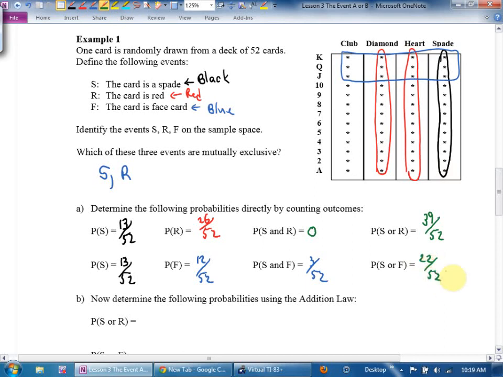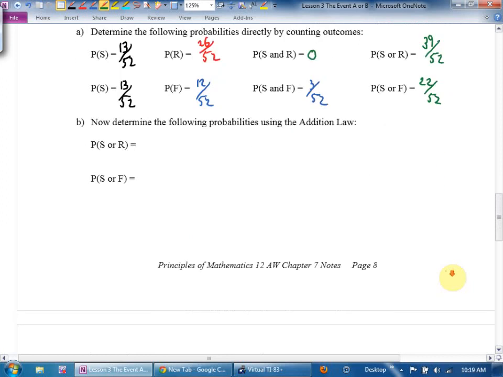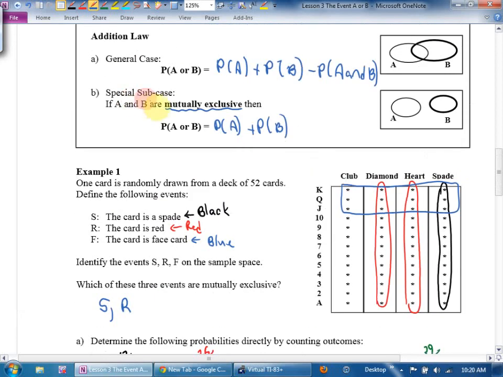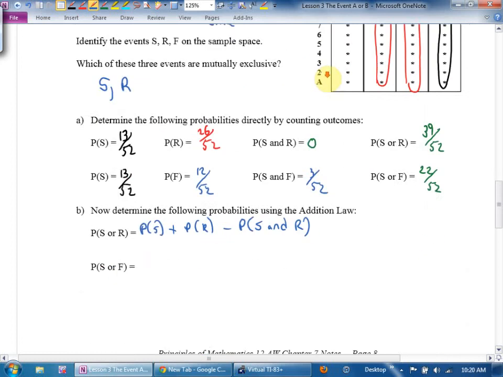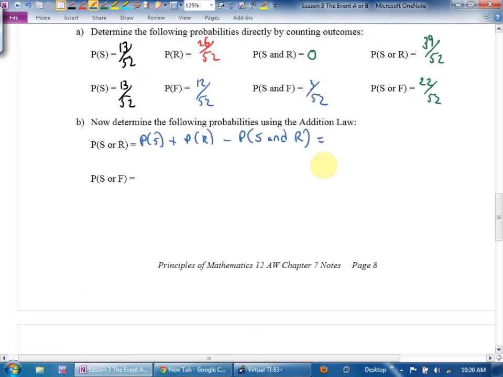Now that's doing this by counting. So we want to break away from having to count, so I'll scroll up so I can't see the deck of cards. It says, use the addition law. The probability of S or R is going to be the probability of S plus the probability of R minus the overlap. Oh, by the way, this formula here, the general case, is on your formula sheet. Although I kind of remember OR means add minus overlap. Which is going to be 13 out of 52 plus 26 out of 52 minus, oh, we said the overlap was 0. And you can get the 39 out of 52 without physically counting.